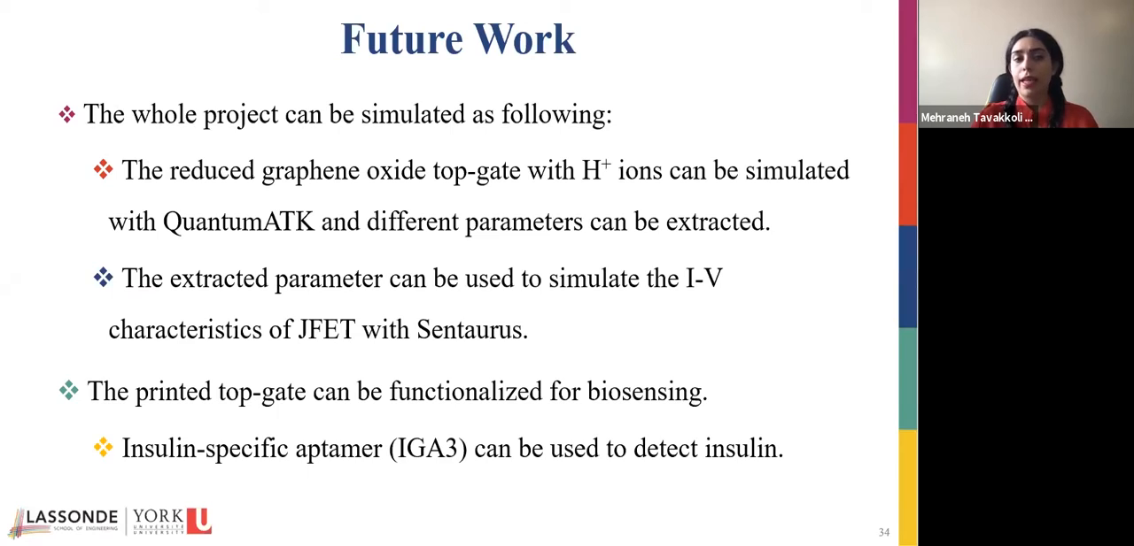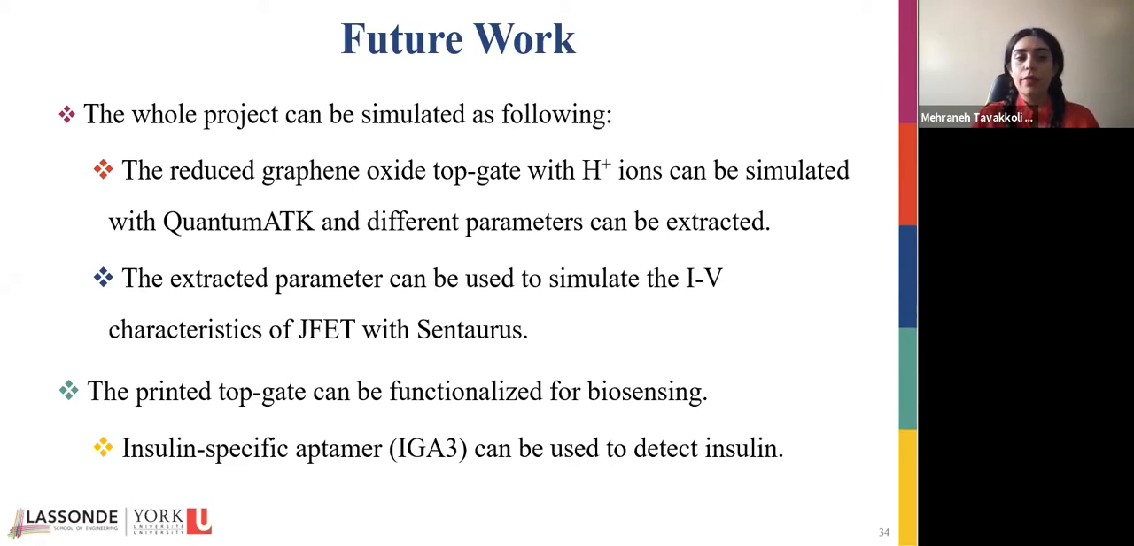So what we are doing is we're trying to simulate the reduced graphene oxide top gate with Quantum ATK, and we're trying to add different concentrations of hydrogen ions to simulate the top gate with different pH levels. Then we can extract some parameters like band gap or Fermi level, and use these parameters in CentOS to simulate the IV characteristics of a JFET device during the pH detection.